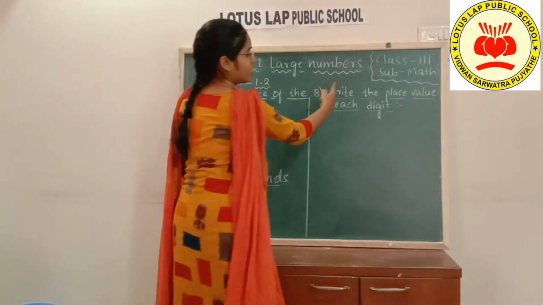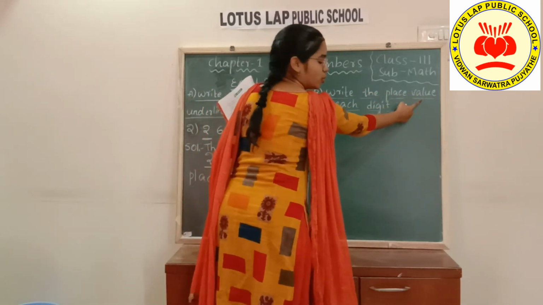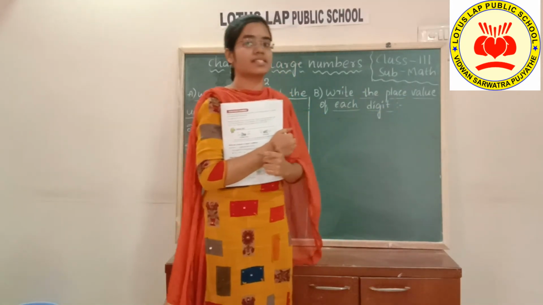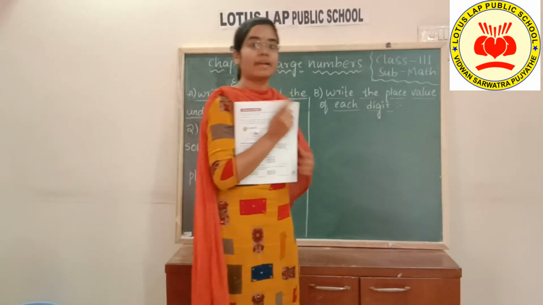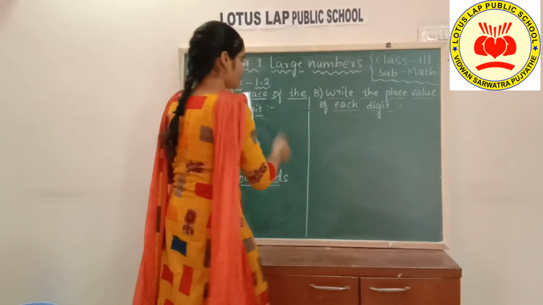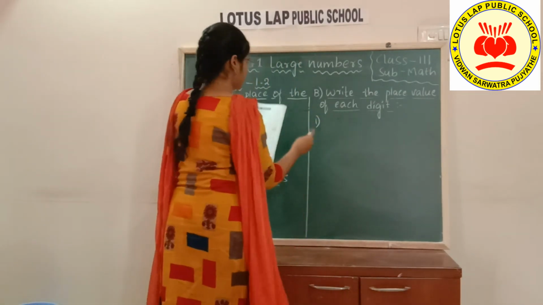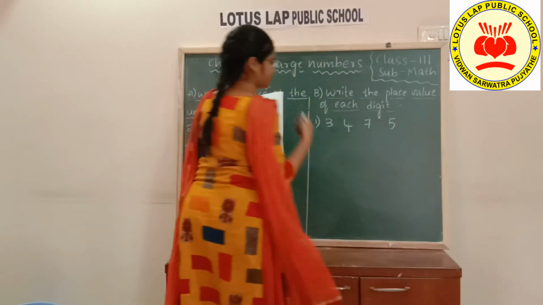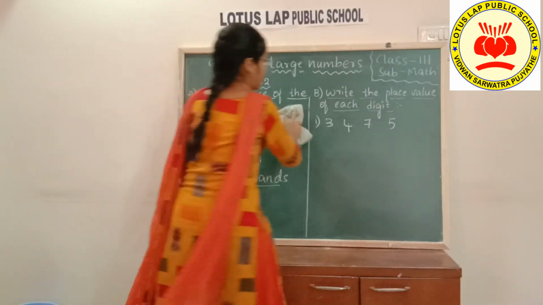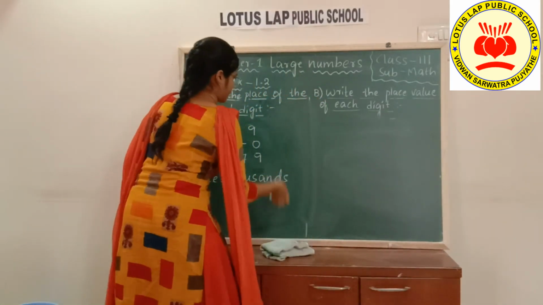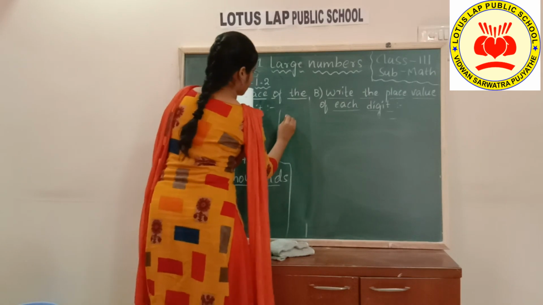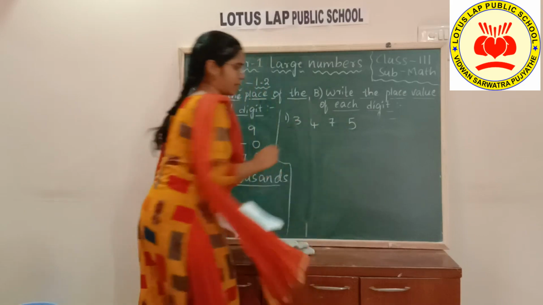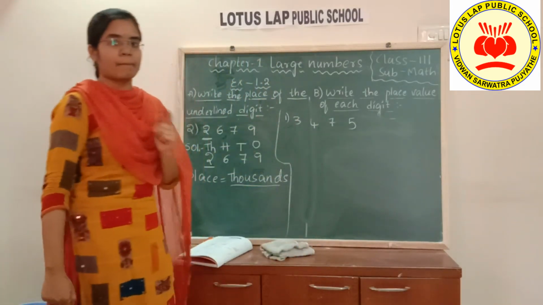Our next bit is: write the place value of each digit. Children, here we are speaking particularly about place value. The first question is 3, 4, 7 and 5. We need to write the place values.